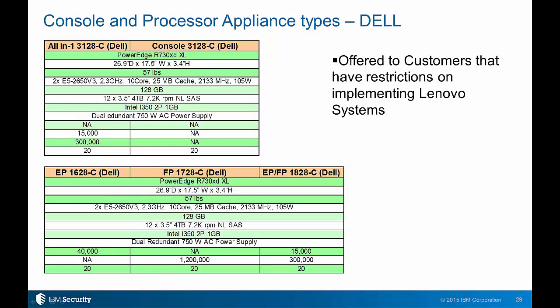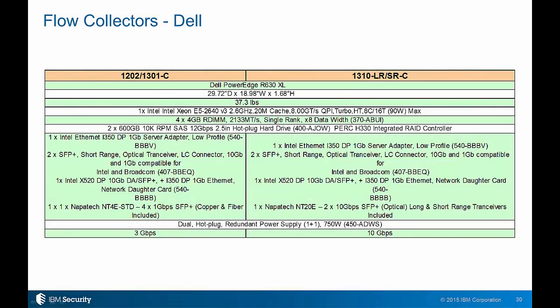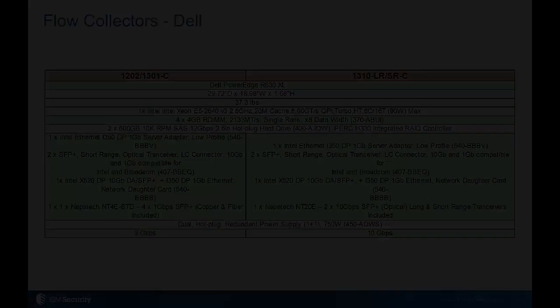Dell console and processor appliances are very similar to the ones described in the previous slides. Dell appliances are currently offered only to customers who cannot purchase Lenovo systems, such as the US federal government. Dell flow collectors are also very similar to Lenovo flow collectors in terms of hardware. There are three appliance types currently offered, the 1202, 1301, and the higher-end 1310 that can handle up to 10 gigabits per second.